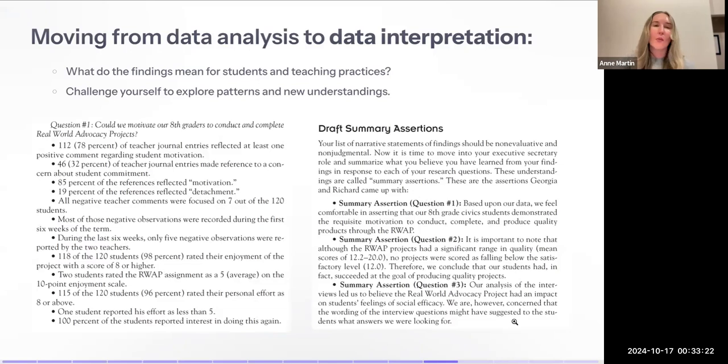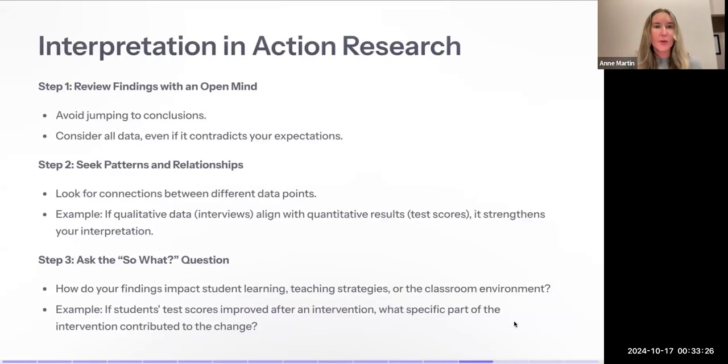And again, researchers have many different ways that they do this. We'll talk about a few. So again, Mills really drives this home. Start with an open mind, don't be hasty, don't jump to conclusions, and consider all the data, even if it contradicts your expectations. If that happens, be sure to write a memo, make a note of it.